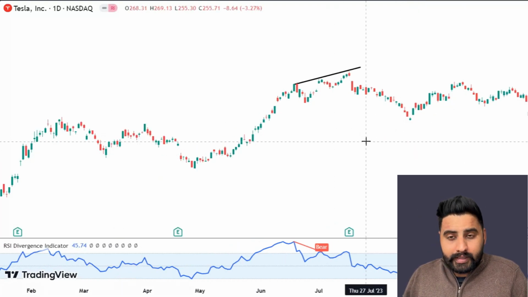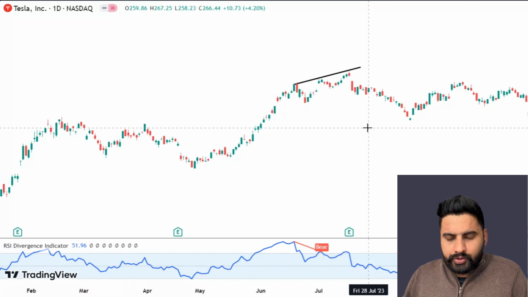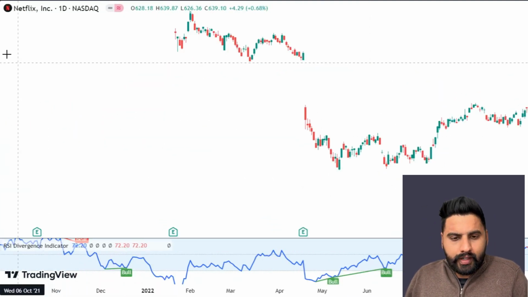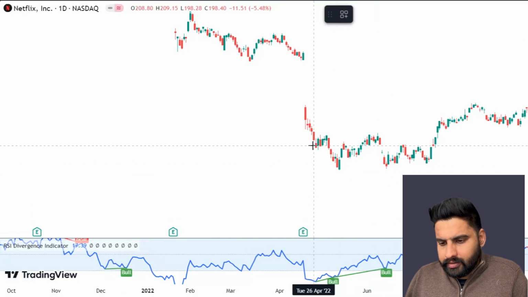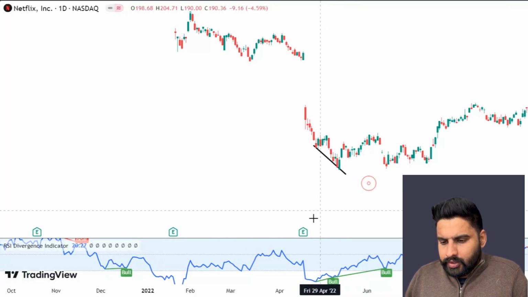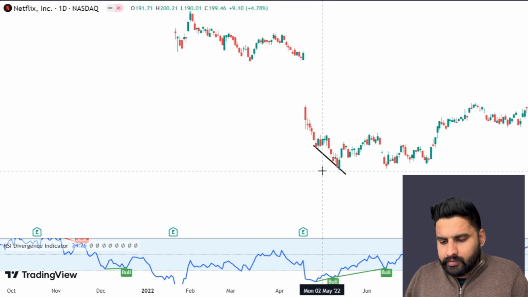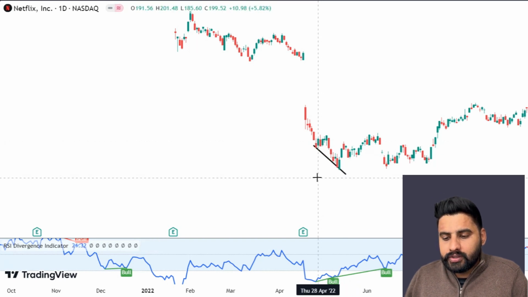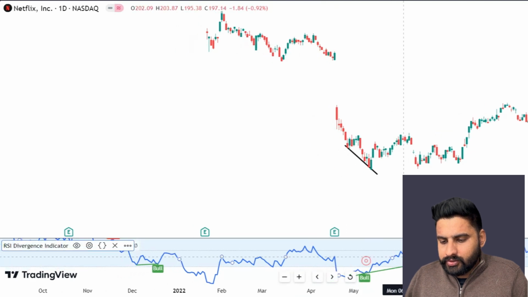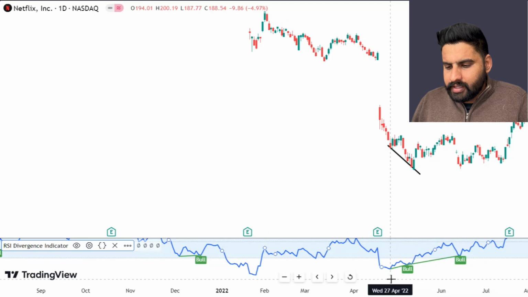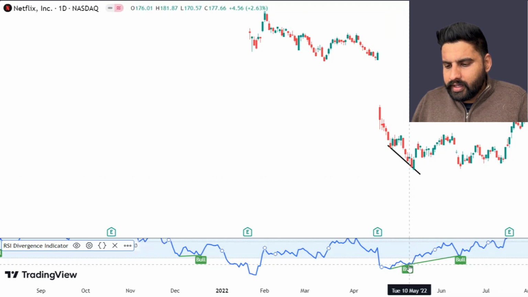This is for a sell signal, but I also want to show you a buy signal. For the buy signal, I'm using the example of Netflix. I'm just going to make a trend line here. You can see the stock was making lower lows, right? But the RSI wasn't making lower lows, it was making higher highs. You can see when the price was here, the RSI was here, but when the price came down, the RSI was a little higher. At that time we can initiate a buy position in the stock.